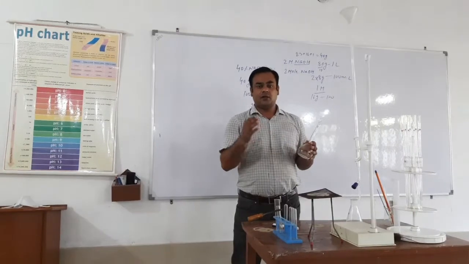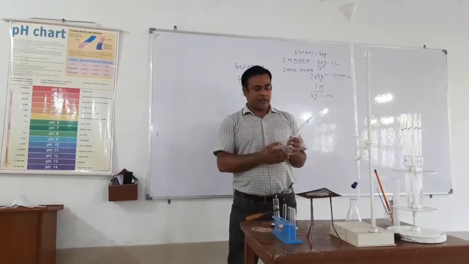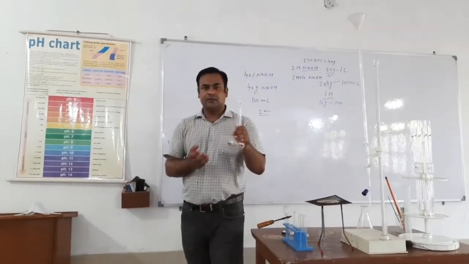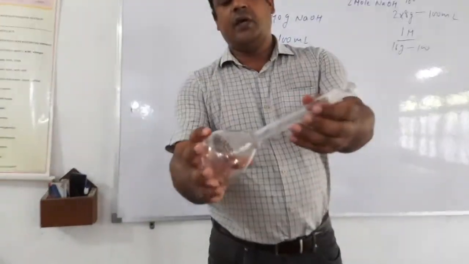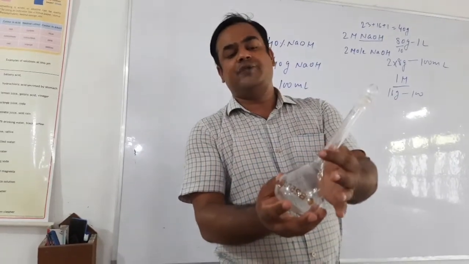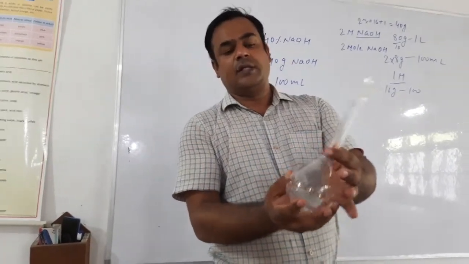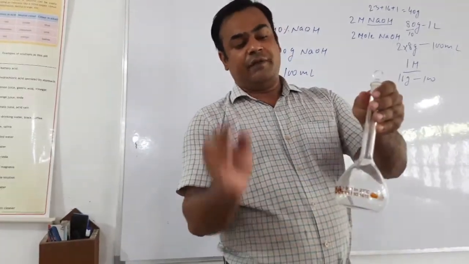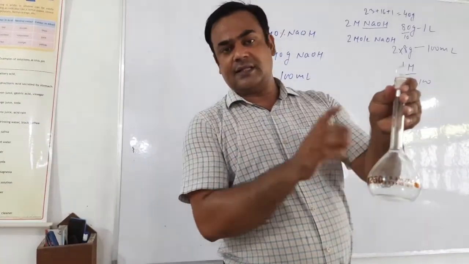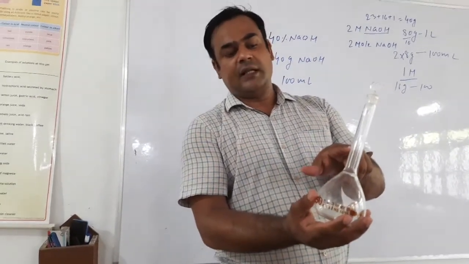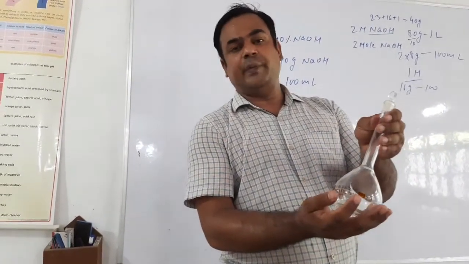In this 250 ml standard flask, there is one circle at the top. You can see here this circle. This circle is the mark up to which we have to fill liquid. Suppose we have to measure 250 ml, then we will fill liquid in this standard measuring flask up to this circle, and it will be exactly 250 ml.